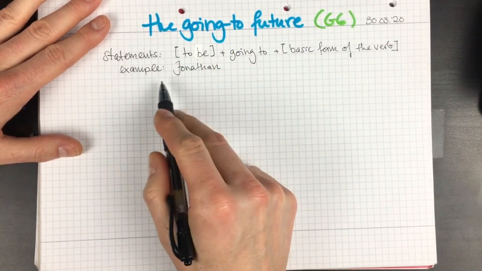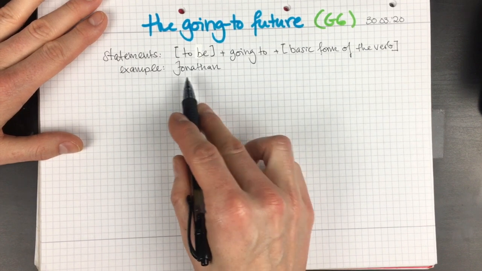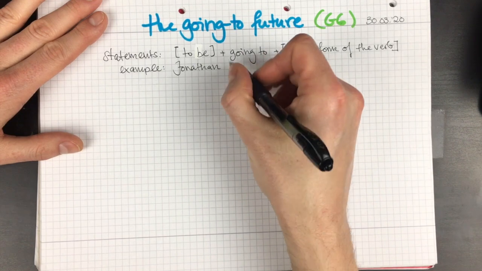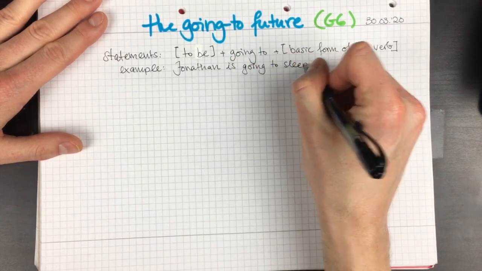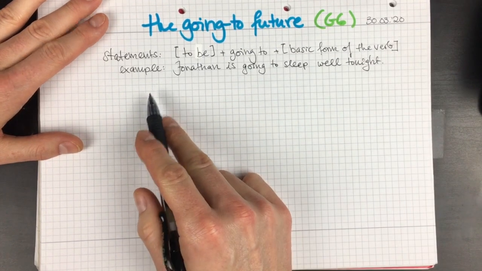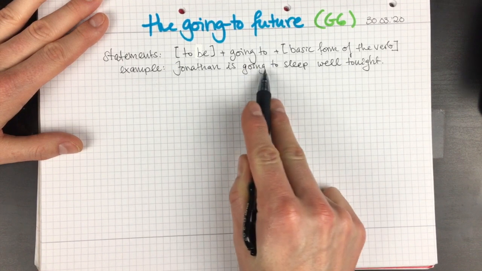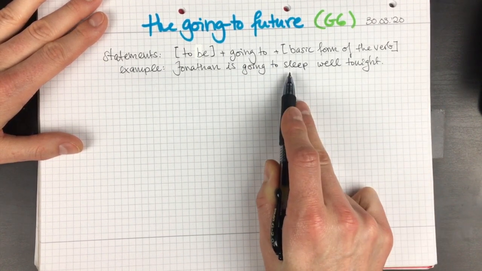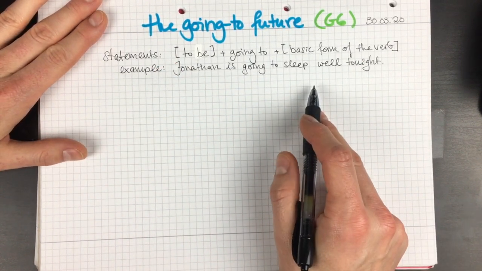So there's Jonathan. Imagine he has had a long day. He's very tired, so now we can say that Jonathan is going to sleep well tonight. So we have a subject, we have the form of to be, we have going to, and sleep, which is the basic form of the verb, and then the rest of the sentence. With that, you can try and make your own sentence.